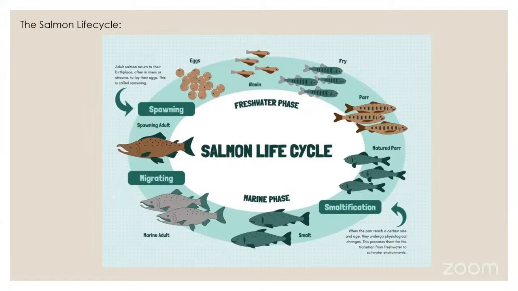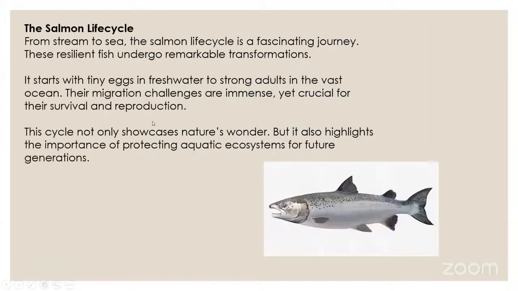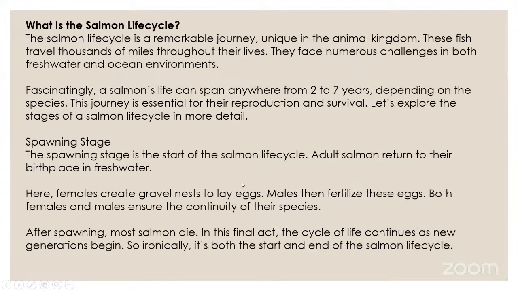Then the matured parr grows into smolt. Then the smolt changes into a marine adult. Then once it matures, it goes back to its birthplace. What is the birthplace? That is nothing but the freshwater. From there, again it starts the freshwater phase. Look at how a salmon fish looks. The size is so big. Their lifespan is 2 to 7 years, and they can grow huge in size.